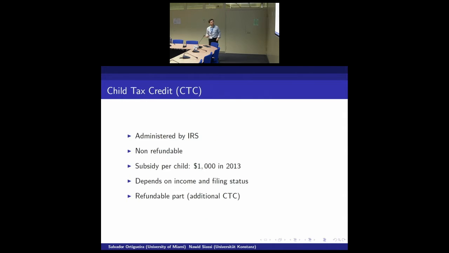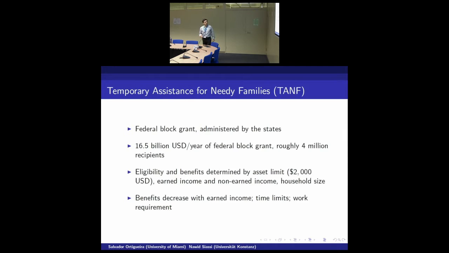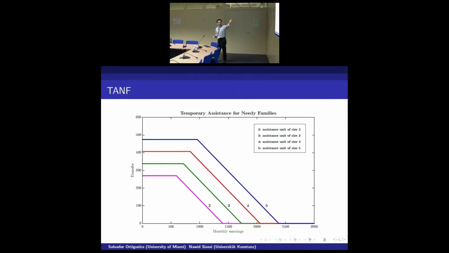Now, let's go to the next program, which is the child tax credit. This is a very simple one. It's not an anti-poverty program because it gives like $1,000 per child, even if your income is as high as $100,000. So this is not exactly an anti-poverty program, but we have it in the model because the poor also get it. The Temporary Assistance for Needy Families, the TANF, this is the schedule.